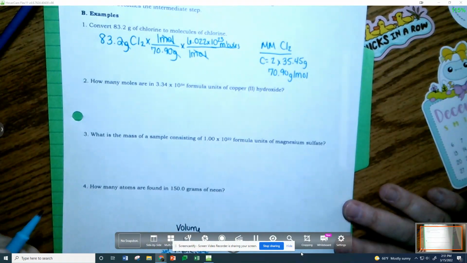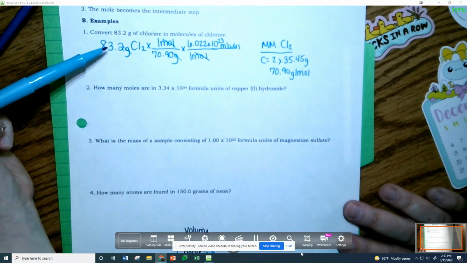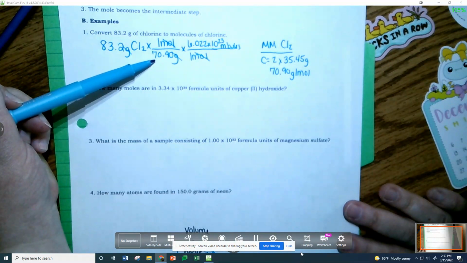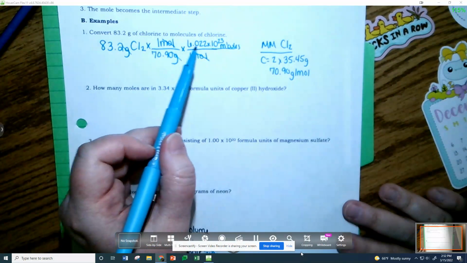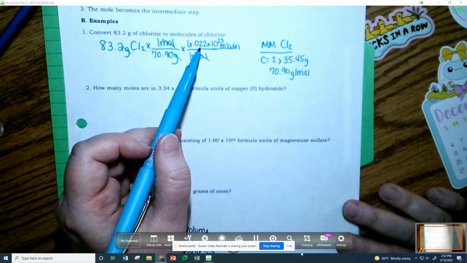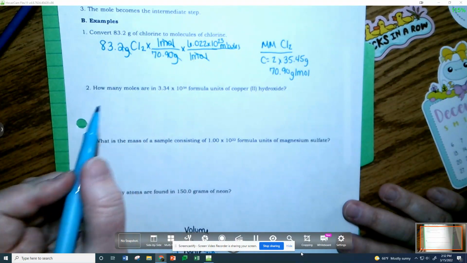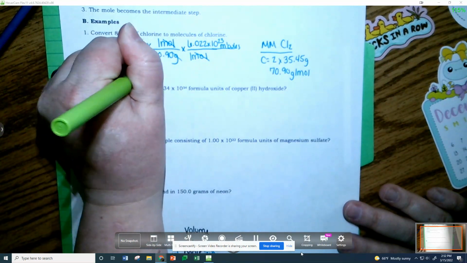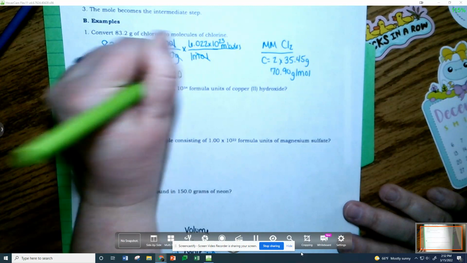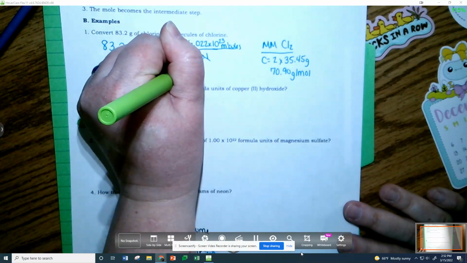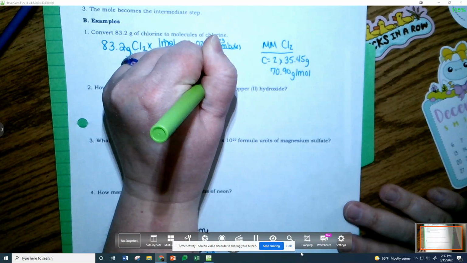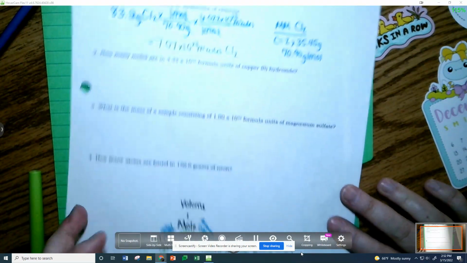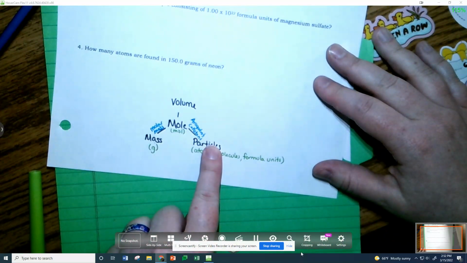To solve, you can do a couple of different things. What I would do on my calculator is I take 83.2, divide by 70.9, hit enter, times by Avogadro's constant of 6.022 to the 23rd. With 3 sig figs, I got a final answer of 7.07 times 10 to the 23rd molecules of chlorine. So again, it required 2 steps because I was going from mass to particle.